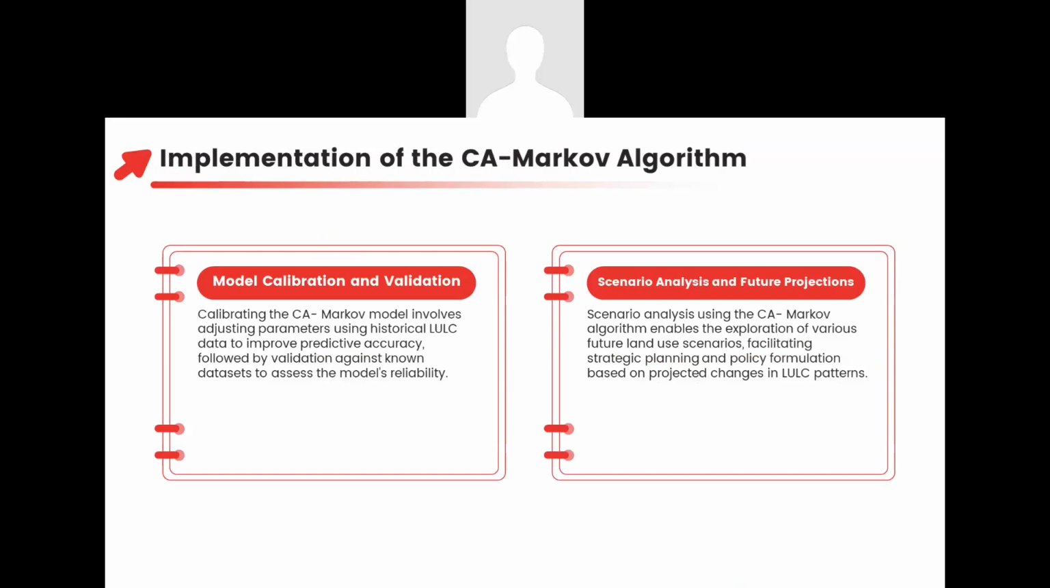So the implementation of CA-Markov is divided into two: model calibration and validation, as well as scenario analysis and future projection. In model calibration and validation, CA-Markov models involve adjusting parameters using historical LULC datasets to improve predictive accuracy, followed by validation against known datasets to assess the model's reliability.